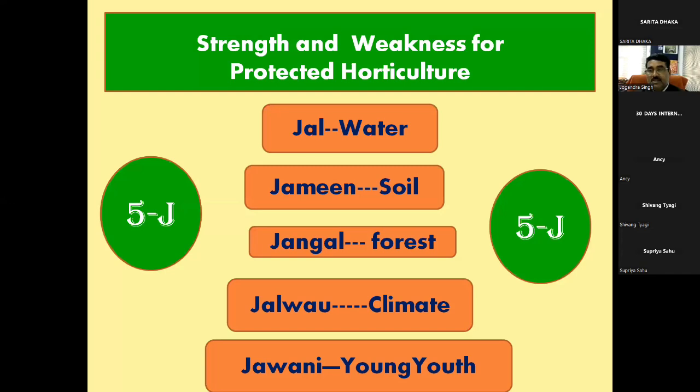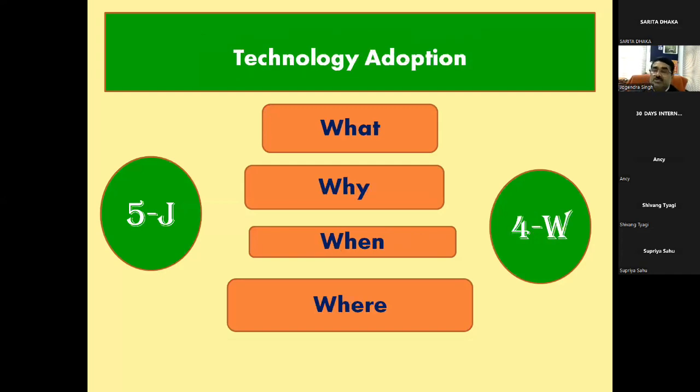So we have to search and start by searching for the 6J. If you have quality 6J, then you can start the protected cultivation technique. So these are the 4W.